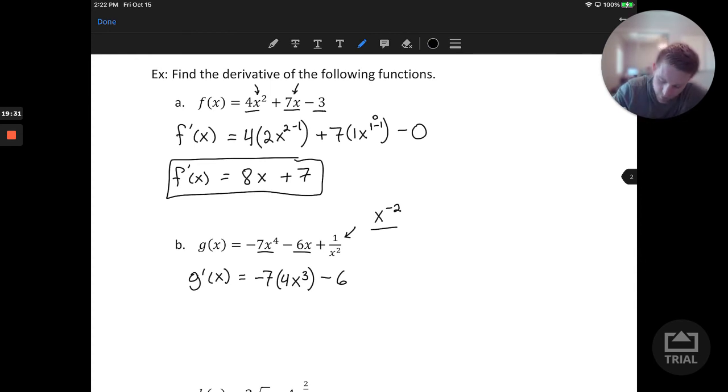That would be bring down my power, negative 2, raise x to the power minus 1. So that would be negative third power. So the derivative of 1 over x squared there would be -2x to the negative third.